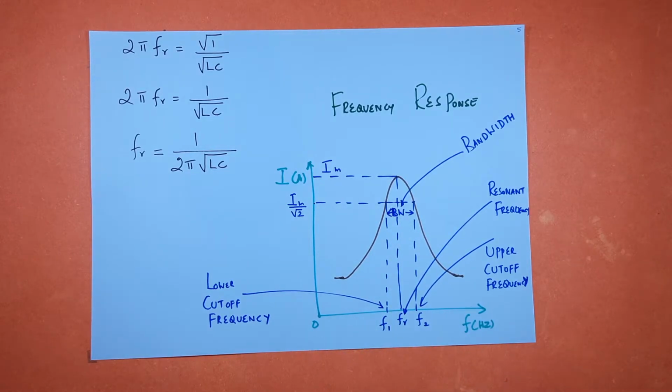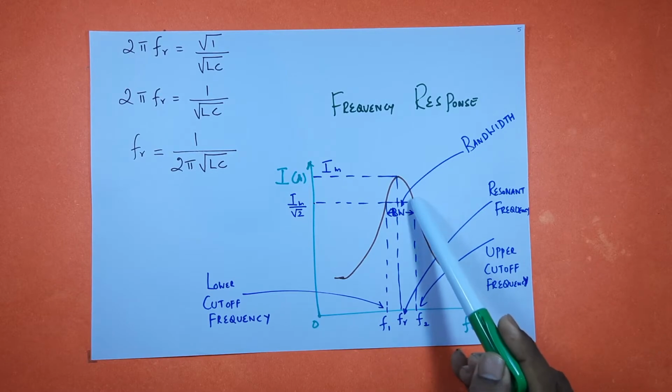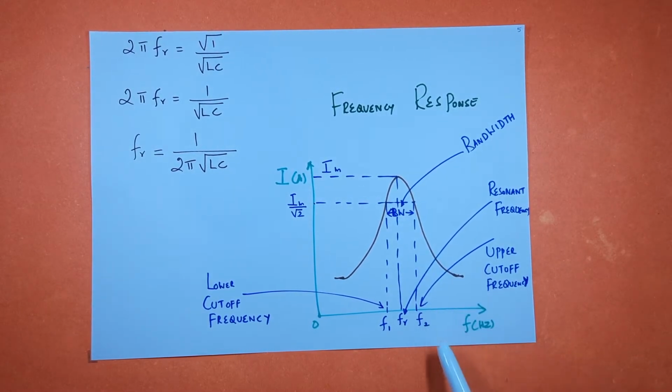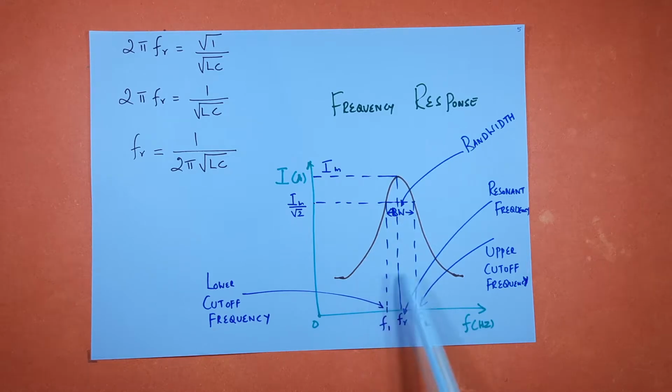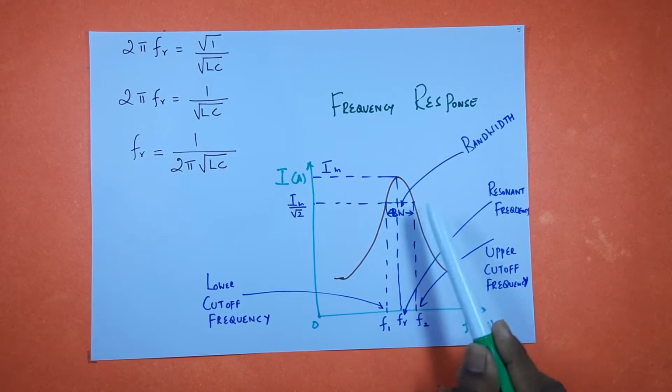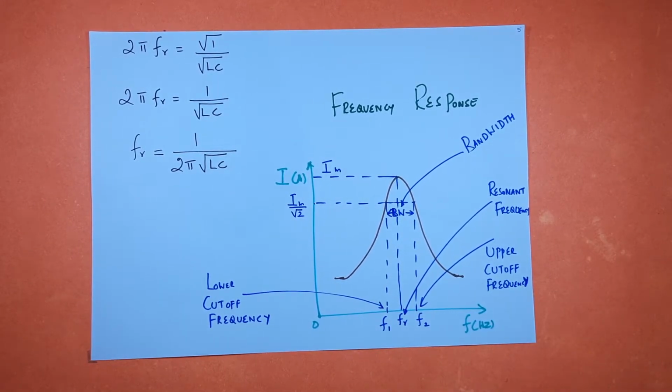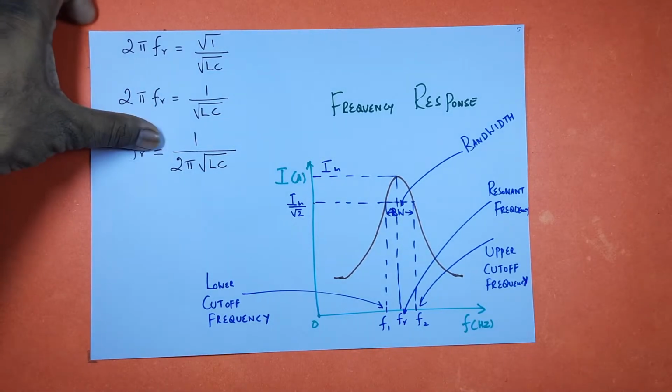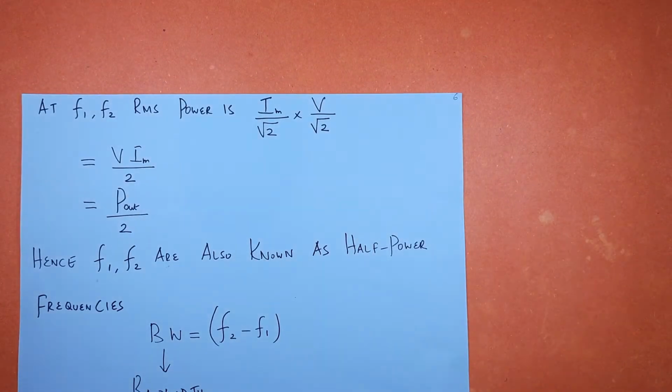This is called F1, the lower cutoff frequency, or lower half power frequency. It also cuts here, and the corresponding frequency is F2, known as the upper cutoff frequency, sometimes called the upper half power frequency. This difference, F2 minus F1, this distance, is called bandwidth. Normally we represent bandwidth by BW.